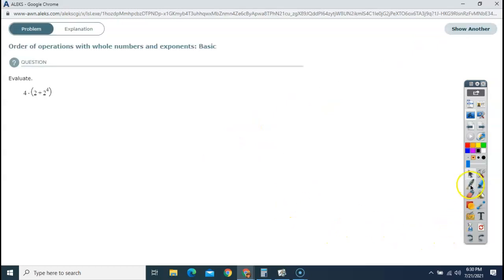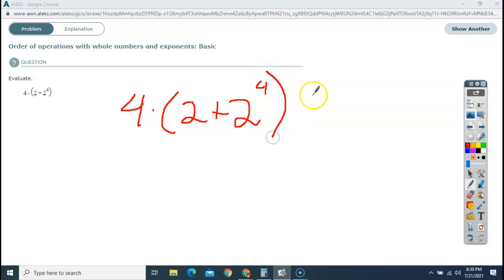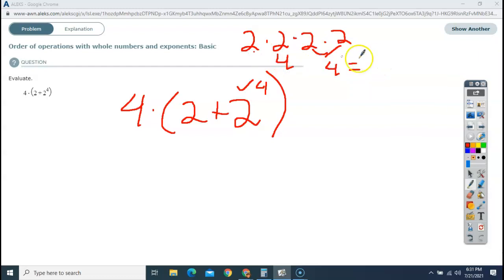Let's show one more, and then we'll move on. Okay, this time we have parentheses. 4 times 2 plus 2 to the power of 4. Now remember, we start with inside the parentheses. But inside the parentheses, we have a 2, and we have a 2 to the power of 4. So we have to handle this first. All right, 2 to the power of 4 is 2 times 2 times 2 times 2. So 2 times 2 is 4. This 2 times 2 is 4. So basically that's just 16.